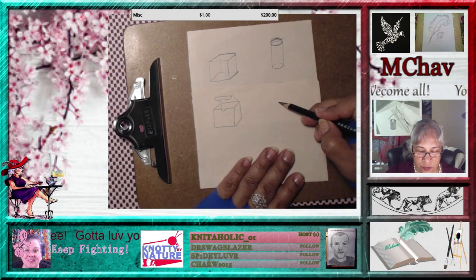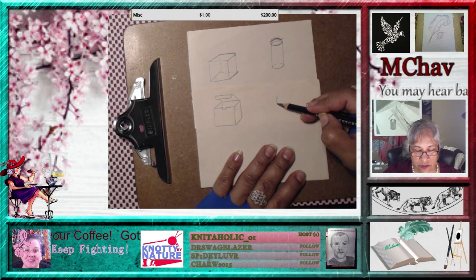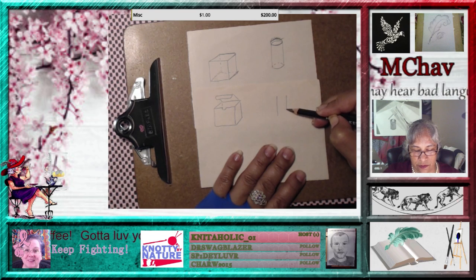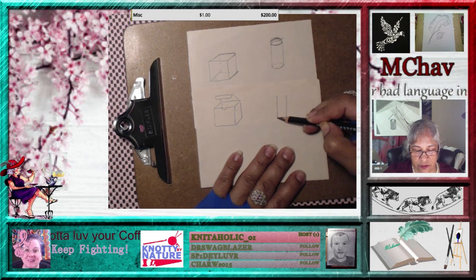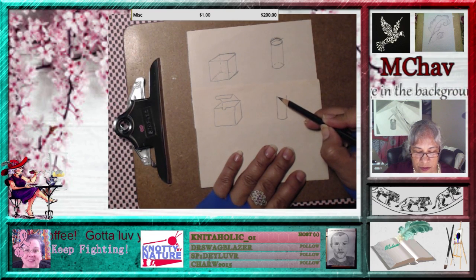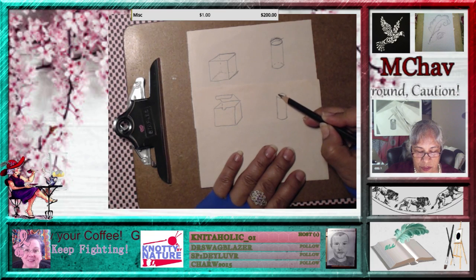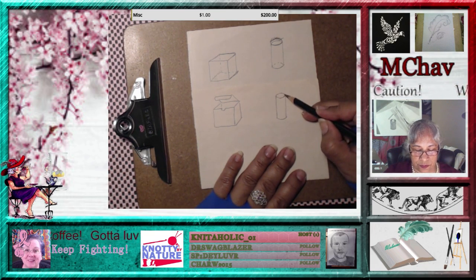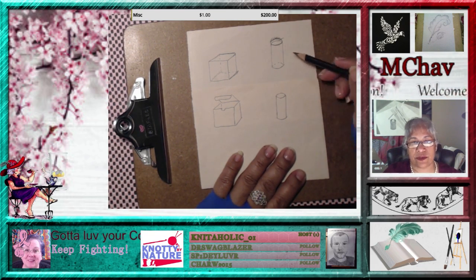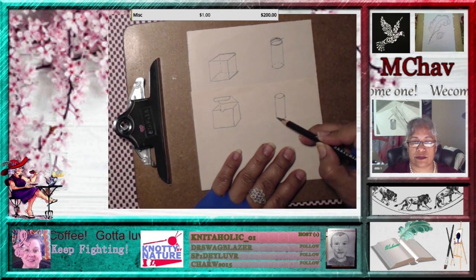So the next one, we are going to do a can. So here's a cylinder, so we want to draw part of the cylinder. And bring it down. Cylinders are long, and we're going to do round off there. And then we're going to do round this way. Then we want to do the top also, just like we did up here. Okay, but this time we're not going to put the lines right here.